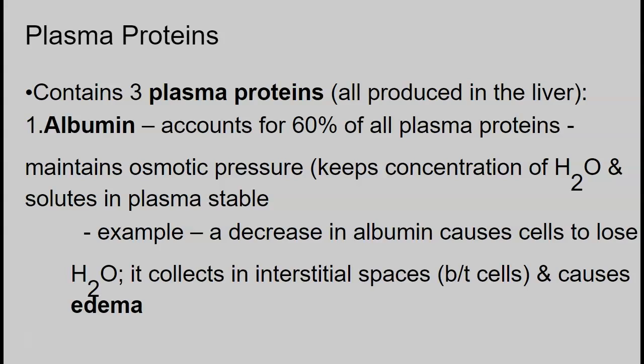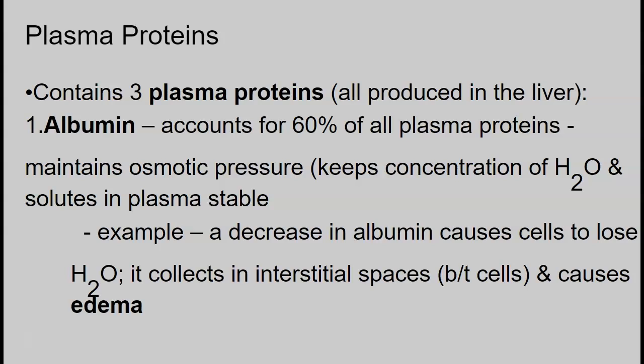Now, there are three main proteins found in your plasma, and all three of them are made in the liver. Your liver does a lot. Our livers are extremely important. And one of the things your livers are important for is they produce a lot of the proteins found in your body. Like, for example, hemoglobin is made in the liver. So there's three major proteins. They're not the only proteins in your blood, but these are the three major proteins.